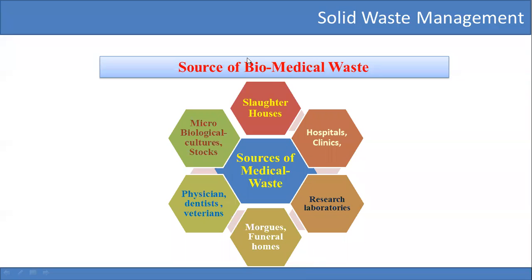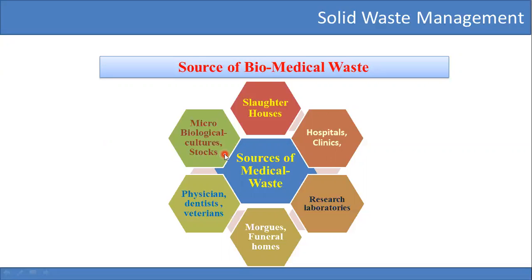The next source of biomedical waste is cultures and stocks of infectious agents and associated biologicals. This consists of specimen cultures from medical and pathological laboratories, or cultures and stocks of infectious agents from research and industrial laboratories, and waste from the production of biologicals, discarded live and attenuated vaccines, culture dishes, and devices used to transfer, inoculate and mix cultures.